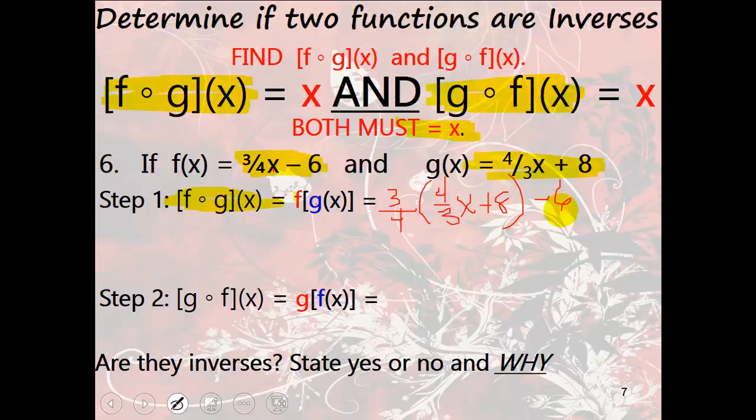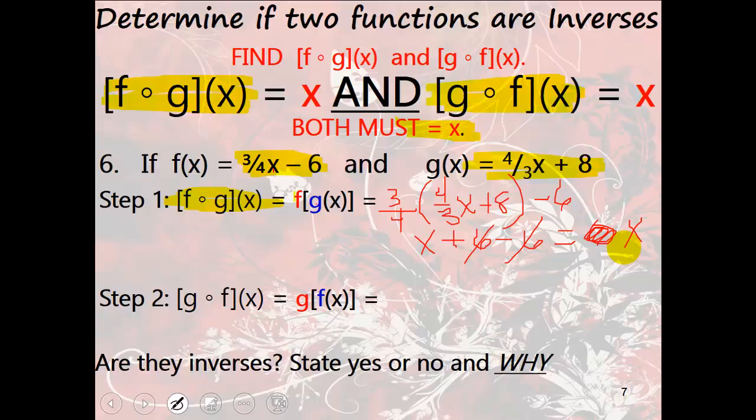Now I'm going to distribute the 3/4. These are reciprocals, so they cancel, so I get x plus 3/4 of 8 is 6, 6 minus 6, and so I get a 0. I'm sorry, these cancel, and I get an x.